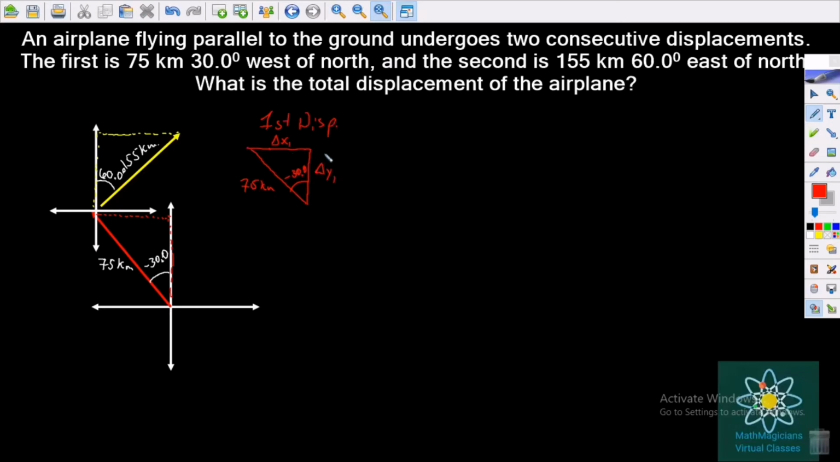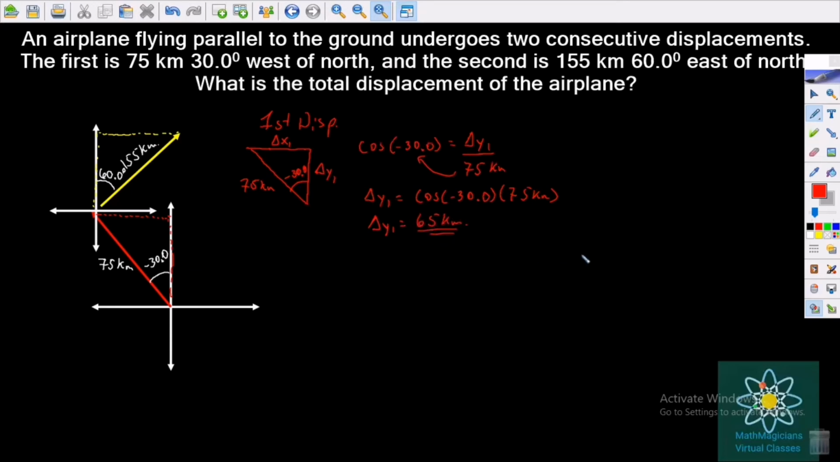Let's find the components. In this case, if I use cosine of the angle, cosine of negative 30.0, it says that it's adjacent. So cosine here is for delta y, delta y1 over the hypotenuse, that is 75 kilometers. Procedure is the same. Delta y1 is equal to cosine of negative 30.0 multiplied by 75 kilometers. Let's plug this in our calculator, delta y is equal to 65 kilometers.